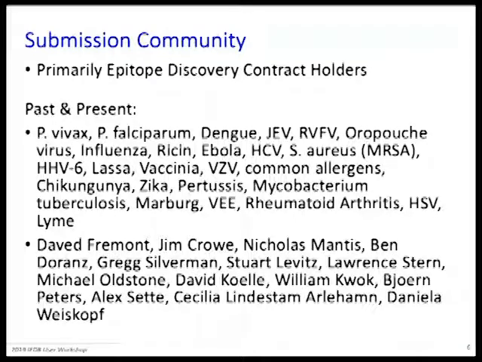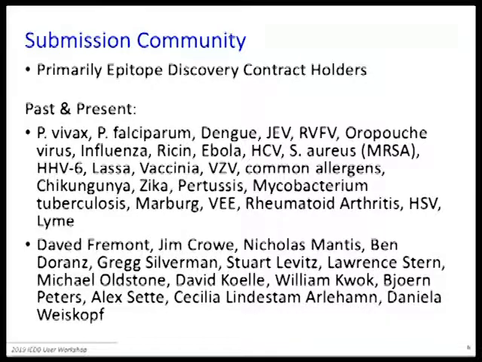So the submission community is the people that we take data from directly that aren't necessarily in publications, but they might be. So primarily, to date, they have been epitope discovery contract holders, where they received an NIH contract that required them to submit the data. And they span all sorts of different types of epitopes, mostly infectious disease, but also allergy and autoimmunity. And we'll take submissions from anyone, so if anyone has data that they're interested in submitting, Nima is the contact person for that.